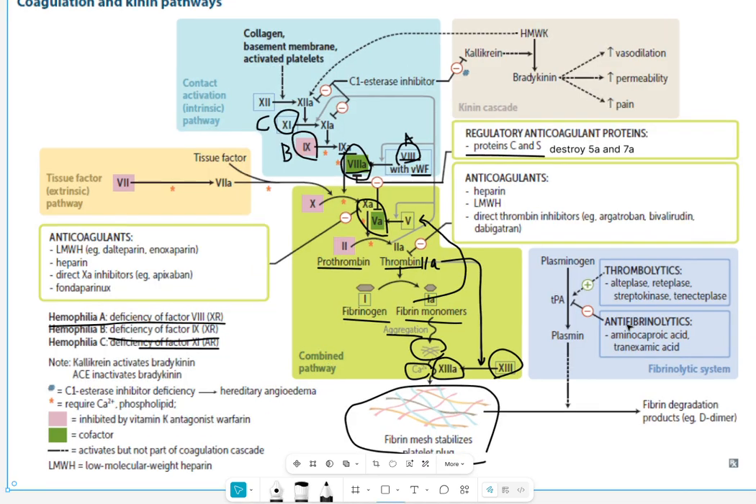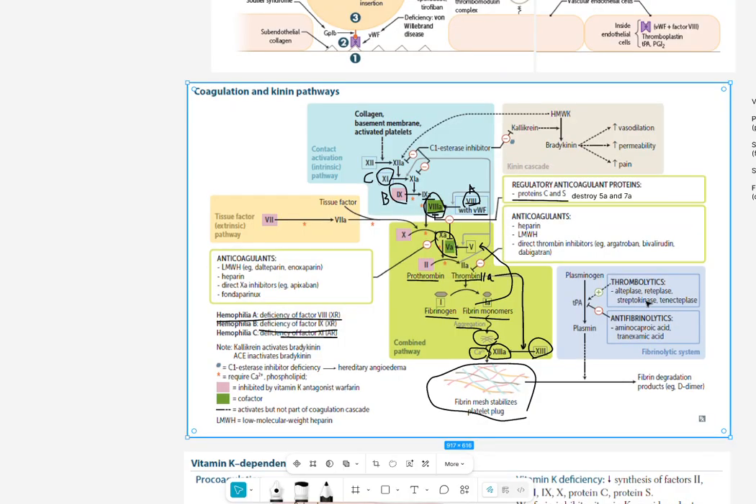Okay, another thing, let's talk about the thrombolytics. Okay, so we have thrombolytics like alteplase, reteplase, streptokinase, and tenecteplase, right? So all these drugs that we're talking about, what do they basically do? Now this alteplase, reteplase, tenecteplase, and streptokinase, they are basically drugs that activate plasmin. Okay, so can you see this plus sign here? These are all thrombolytics. They're basically drugs that activate plasmin. And what is the plasmin doing basically?